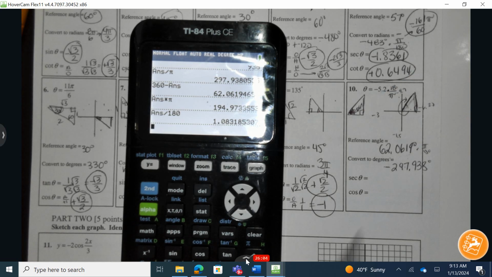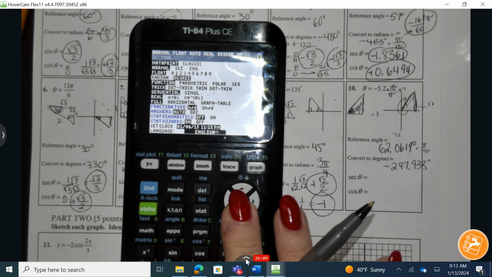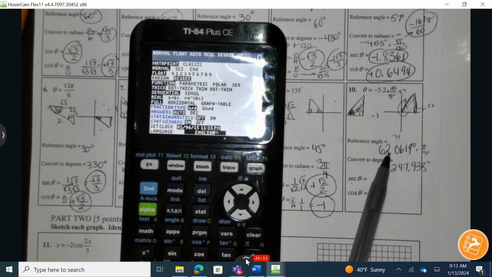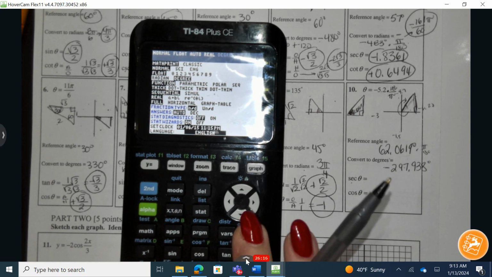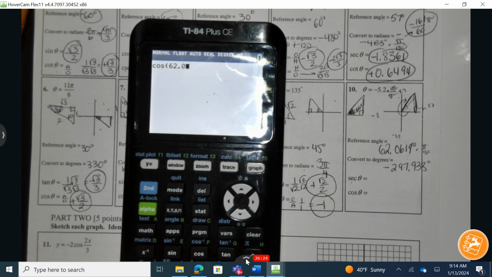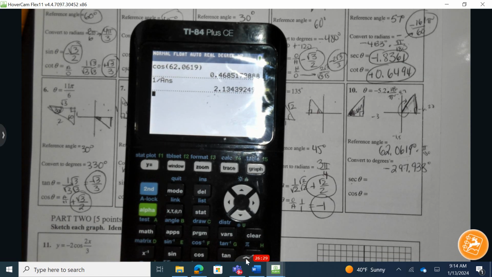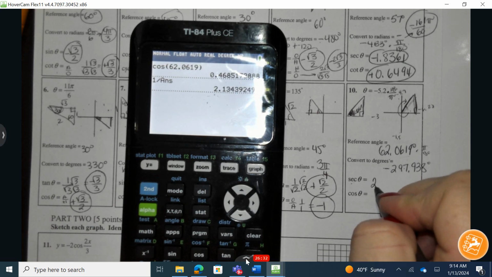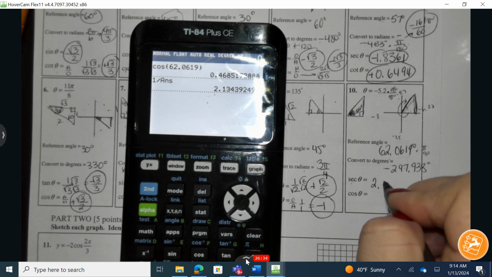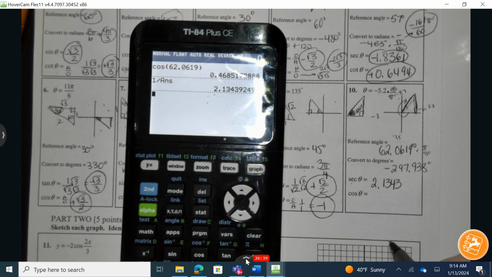Okay, so when I go and I find the secant of this, I'm going to find the cosine. Let's first make sure we're in degrees, since I'm going to choose to use the degree measurement. If you choose to use the 1.08, make sure you remain in radians. Okay, so I know this is the reciprocal of cosine. So cosine of 62.0619, and now I need to do 1 divided by that exact answer. So I have 2.1343. Okay, I'll worry about positives and negatives later on.